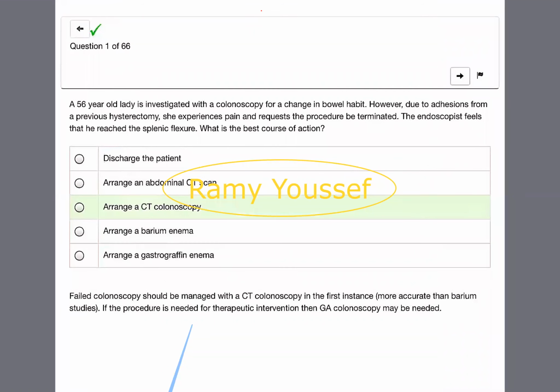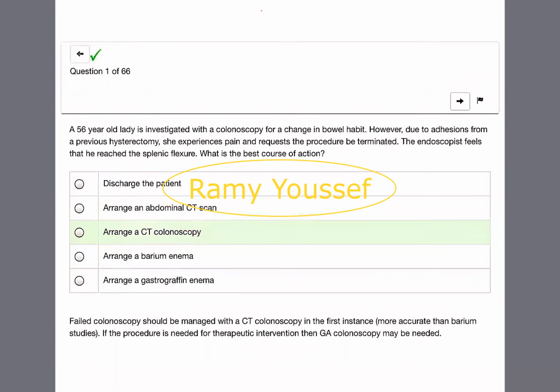Failed colonoscopy, go for CT colonoscopy. Very common question in the exams. Okay, it came in the 2018 recalls and in 2019 as well.